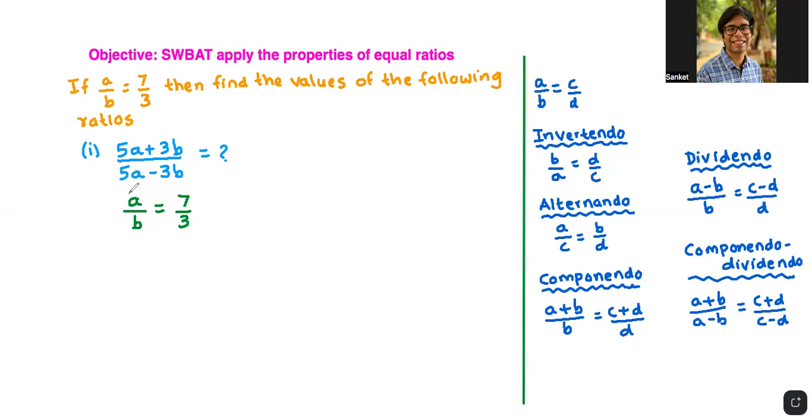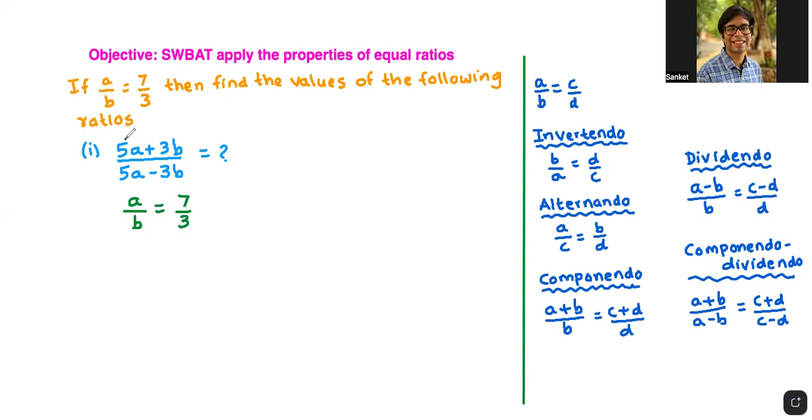I need to somehow make the left hand side equal to 5A plus 3B upon 5A minus 3B. So I need to transform the left hand side into 5A plus 3B upon 5A minus 3B. I can take a guess looking at these 5 operations on equal ratios that componendo dividendo must have been applied over here, because I see something added on the numerator and something subtracted on the denominator. But I don't think componendo dividendo is directly applied over here, because if I directly apply it, my left hand side will become A plus B upon A minus B. But here I see 5A plus 3B upon 5A minus 3B.